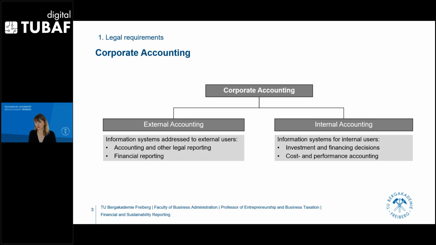We use these KPIs for cost and performance accounting, and we also use the information based on financial reporting for investment and financing decisions. So we have a strong relationship between internal accounting functions and external accounting, especially financial reporting. So the KPIs we want to identify in financial reporting are also used for these internal goals, but also, of course, for external users who want to, for example, invest in the company.